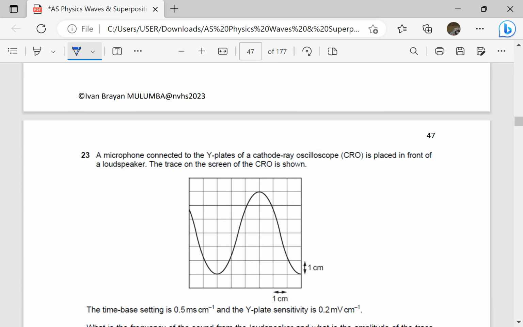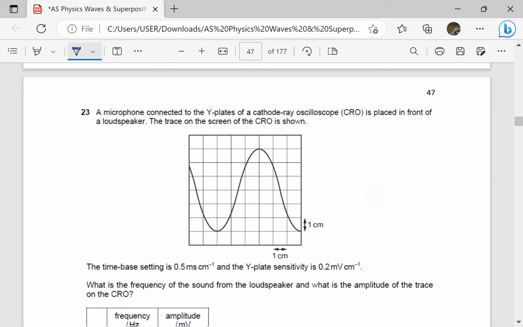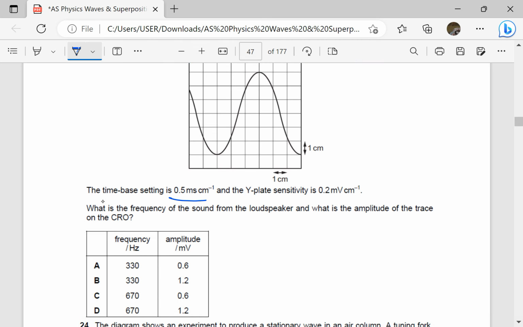Okay, let's continue. A microphone connected to the Y plates of a CRO is placed in front of a loudspeaker. The trace on the screen of the CRO is shown here. The time-base setting is 0.5 milliseconds per centimeter, and the Y plate sensitivity is 0.2 millivolts per centimeter. What is the frequency of the sound from the loudspeaker, and what is the amplitude of the trace on the CRO? I will begin with the amplitude.